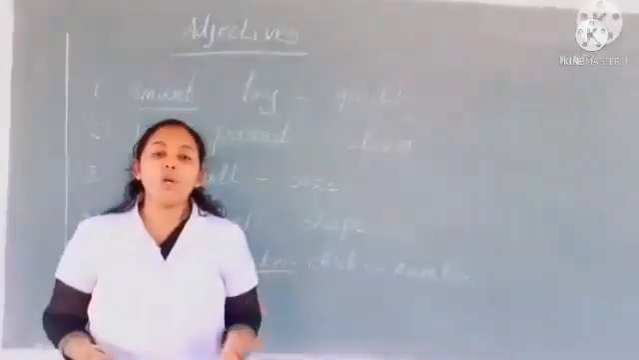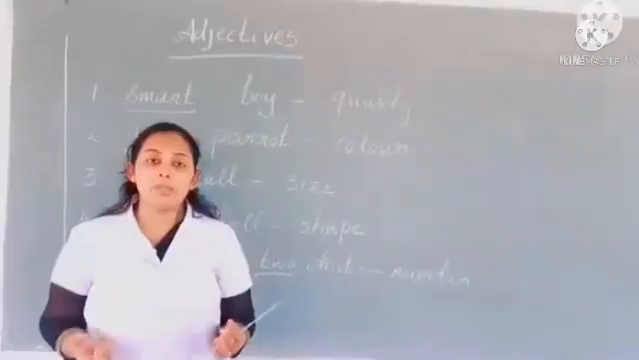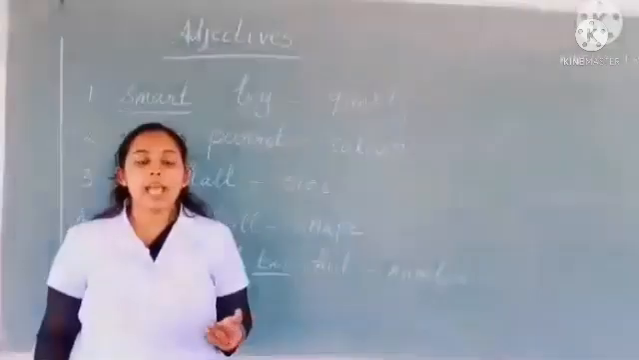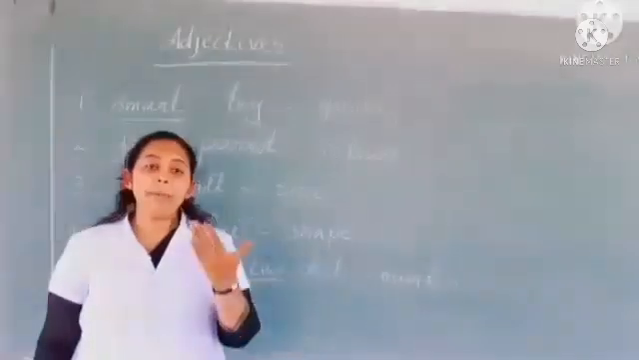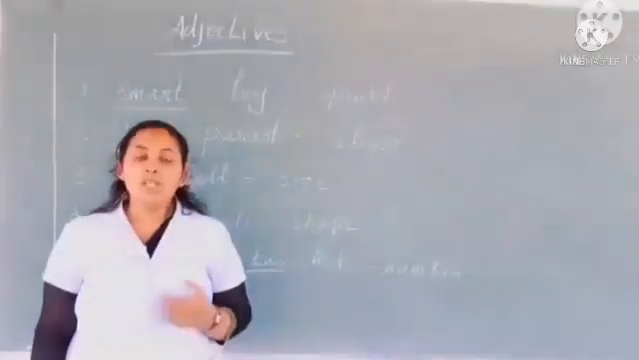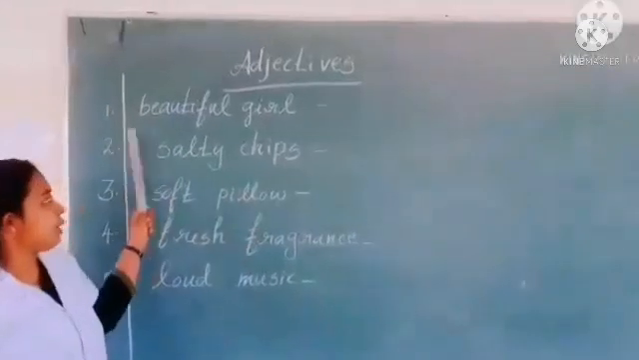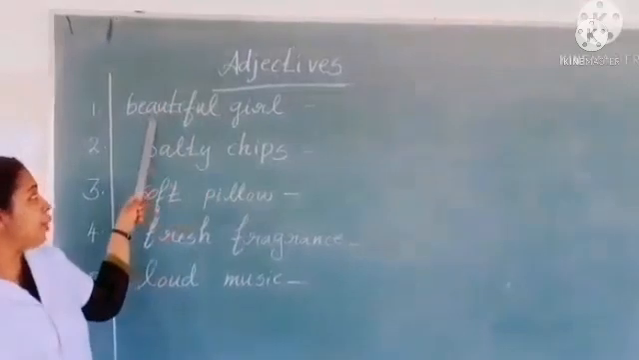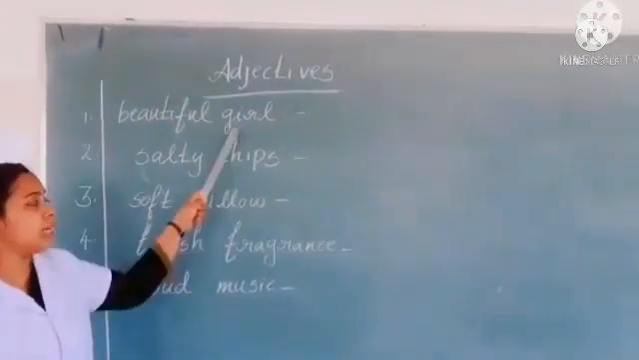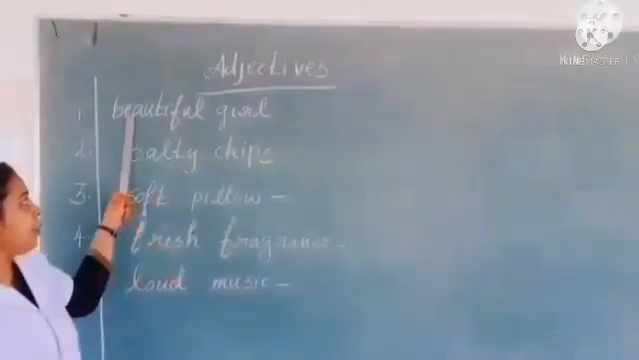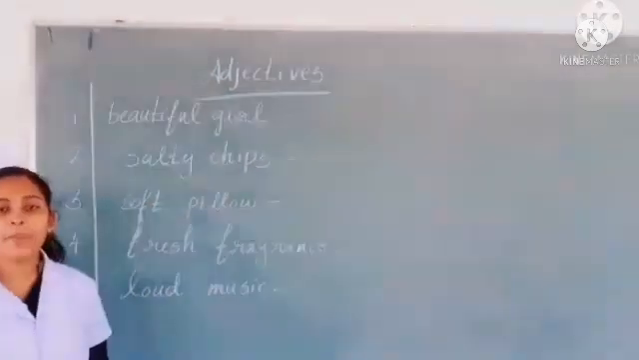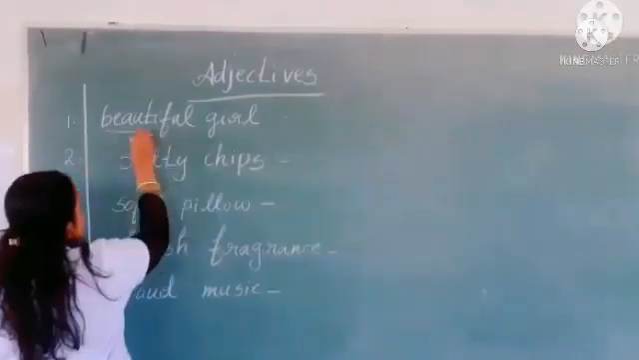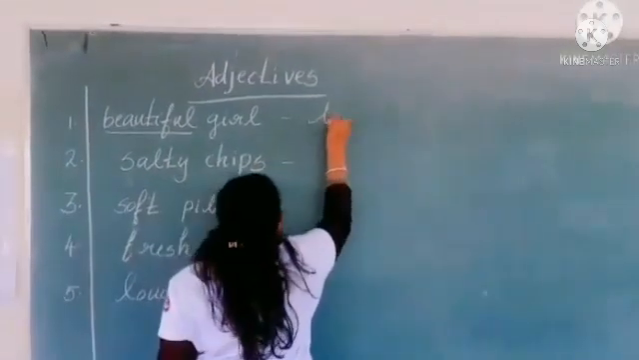An adjective also describes how someone or something looks, tastes, feels, smells and sounds like. It will be clear to you through this example. First one, beautiful girl. Here beautiful describes how the girl looks. So children, here the adjective is beautiful.